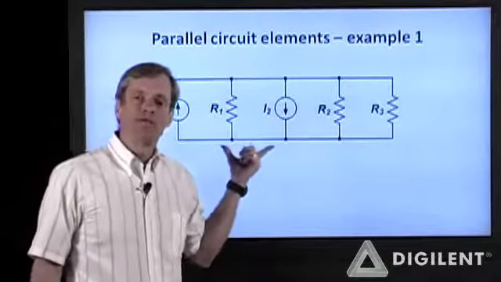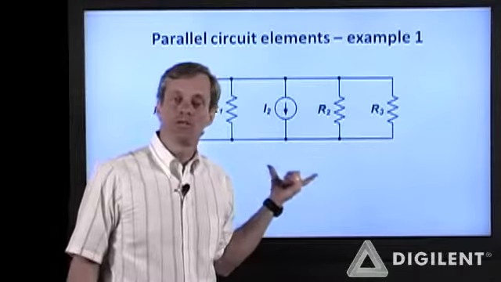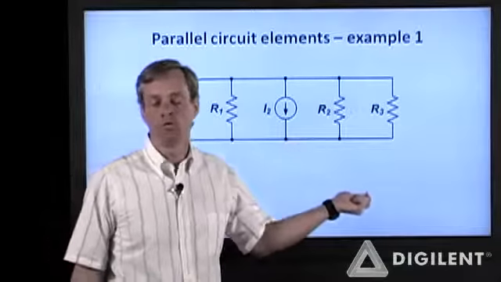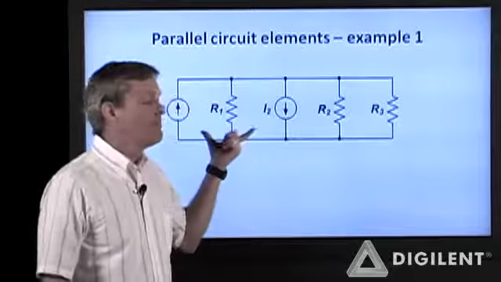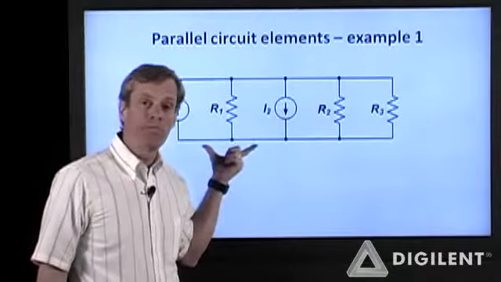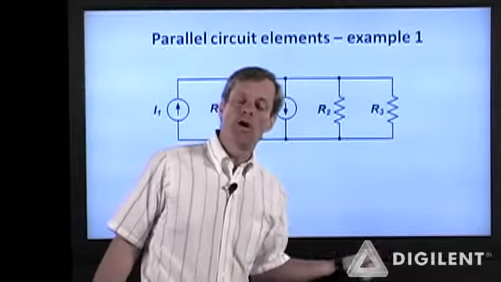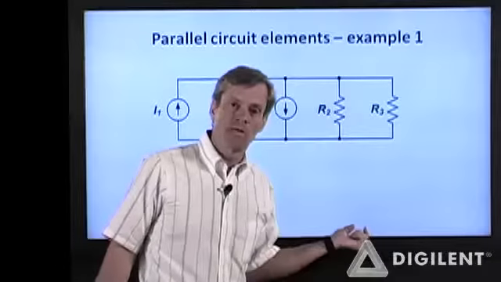Now let's shift gears and talk about parallel combinations of circuit elements. We're going to develop the same types of relationships that we did before with series circuit elements, except this time the circuit elements will be in parallel. We'll start out just in terms of a simple example, and we'll go on and generalize the relationships from there.